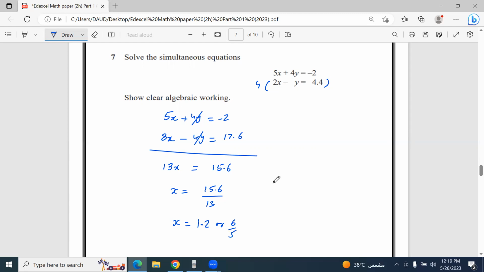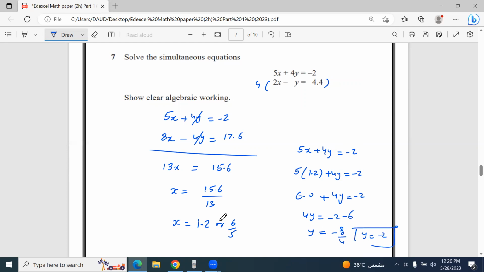And replace this value of x in any one of the equations, we can get the value of y also. For example, the first equation is 5x plus 4y is equal to minus 2. So I'm going to apply the value of x here, 5 times 1.2 plus 4y is equal to minus 2. 5 twos are 10, so 6.0 plus 4y is equal to minus 2. So 4y is equal to minus 2 minus 6, which gives us minus 8, over 4, or we can say minus 2. So we find out the value of y as well as x.